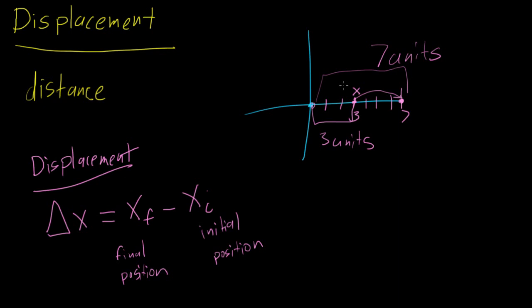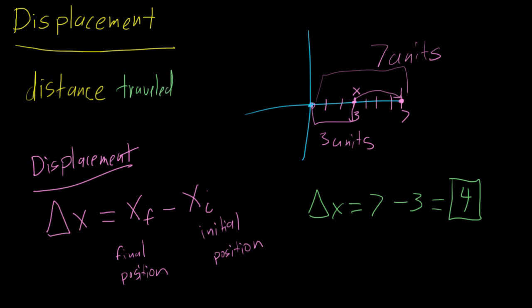So for our example over here, we wanted to find the displacement. We could just plug in. We could say, okay, the displacement in the x direction, delta x. The final position was at 7 units. The initial position was at 3 units, so 7 minus 3. The displacement was 4.